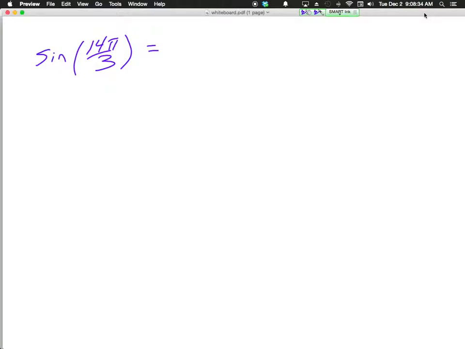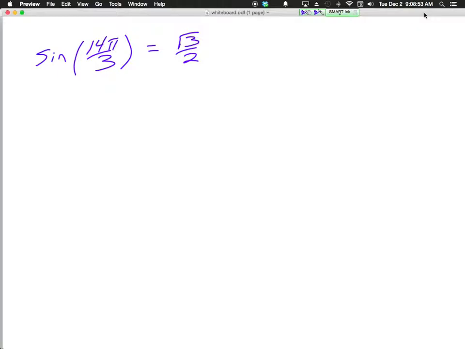Guys, you got it? Not yet. Still working on it. AJ, you got it? Yeah. Lauren? Positive square root of 3 over 2. Positive square root of 3 over 2 is correct. Walk me through it.